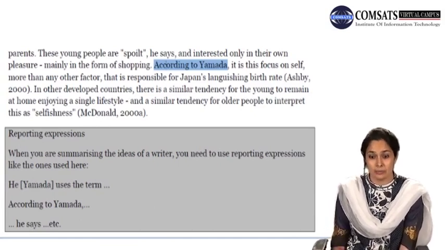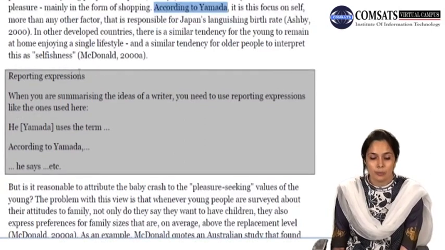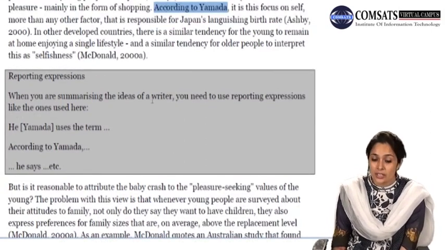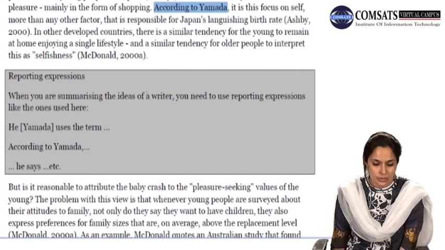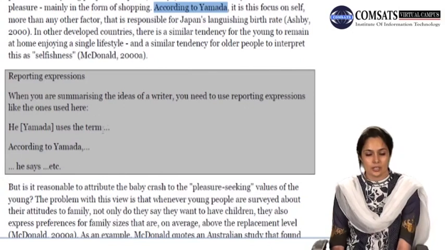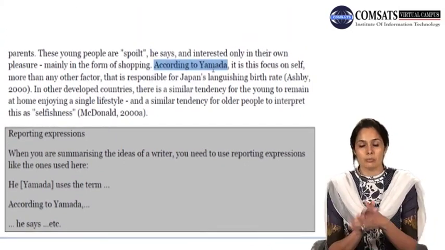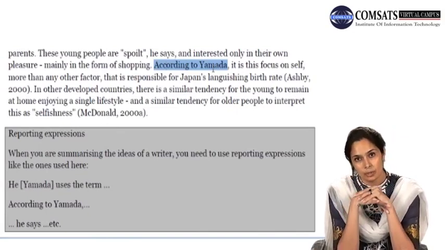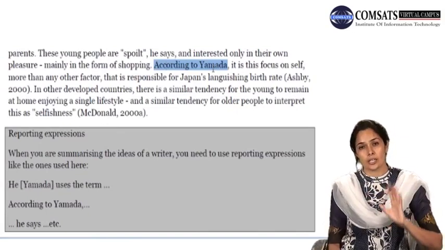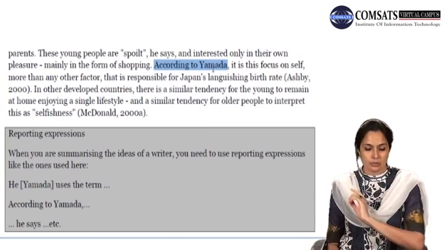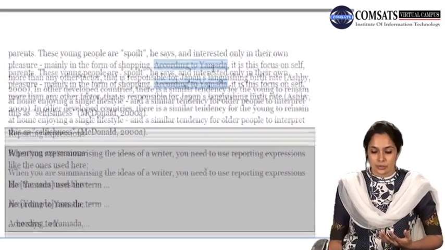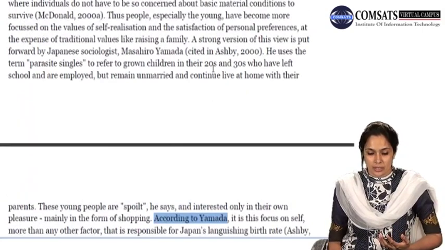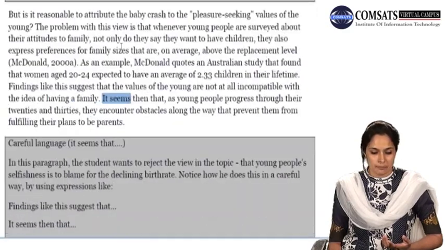Now, according to Yamada, has been highlighted here. Let's see what it says. Reporting expressions. When you are summarizing the ideas of a writer, you need to use reporting expressions like the ones used here. He uses the term, according to Yamada, he says. So, Yamada is the name of a writer. Unki book mein se jo information aapne leke usko apne essay mein reproduce kiya hai, aapko usse refer zarur karna hai ki aapne Yamada se liye hai. So, according to Yamada, he says, he believes, he says. So, ye cheeze aapne, he uses the term, ये आपने जरूर हाईलाइट करनी है.